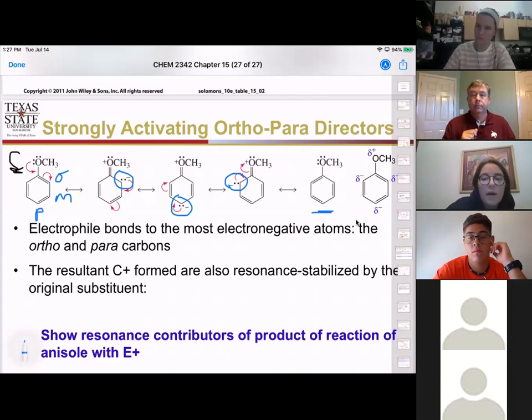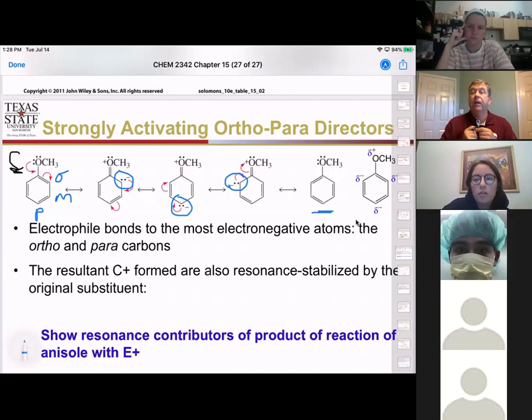Why isn't it a meta director? In our resonance contributors, is that negative charge ever on a meta position? No, but my question is why not? Because the electrons are being donated by the group that's already attached, right? And when we do resonance, we can only move electrons. So there is no way to move those electrons in from that oxygen and have them show up on the meta carbon. It would break conjugation to be able to do that. Does that make sense?